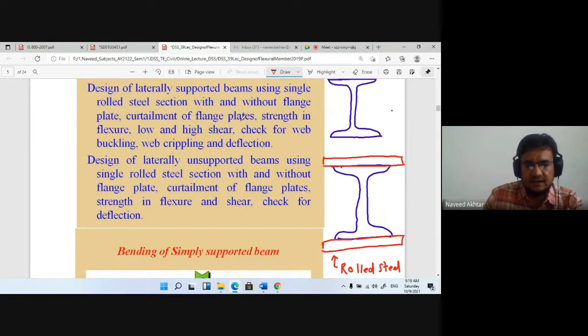Containment of flange plate, there is nothing in containment because we are providing the additional plates over the flanges. Strength in flexure, low and high shear case, we will see what is the low shear case and what is the high shear case in design, and how it will affect the bending strength of your section. Check for web buckling, in serviceability condition, limit state of serviceability, we will check for web crippling and deflection also in the design of your flexural member.